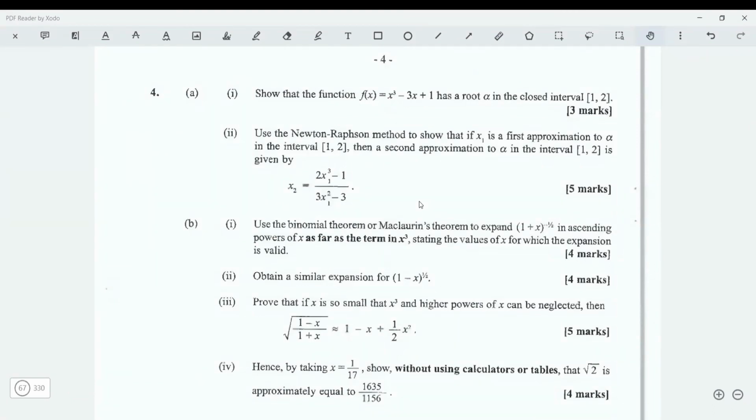Nice. Now, Marika, it says use the binomial theorem or Maclaurin theorem. I'm not going to use Maclaurin theorem. I'm going to use binomial because we already used Maclaurin. So let's use binomial just to practice how we would do it with binomial. Use binomial or Maclaurin theorem to expand 1 plus x to the minus half in ascending powers of x as far as the x cubed term, stating the values of x for which it is valid. Then do a similar one for 1 minus x to the half.